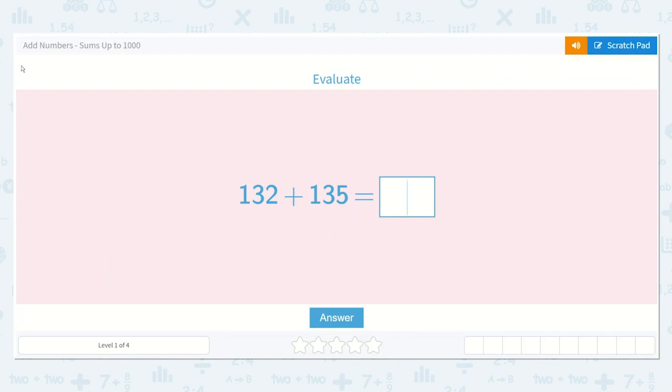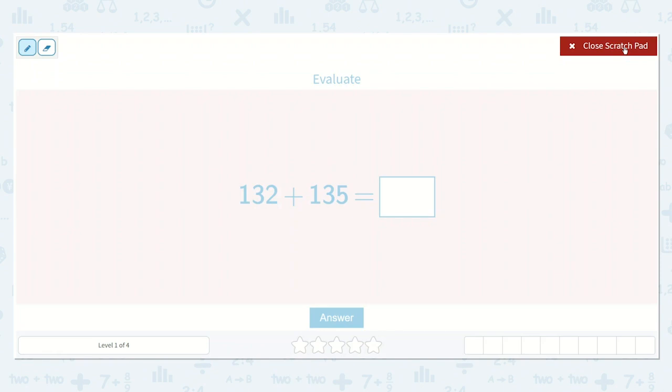Let's take a look at the lesson. Add numbers, sums up to 1,000. It says evaluate. 132 plus 135 is equal to a number. Well, we can draw a picture for this.